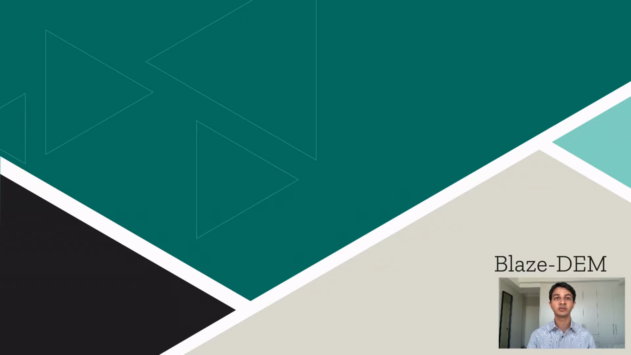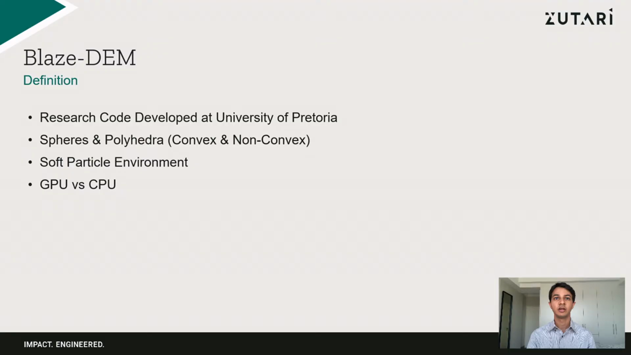A software package called BlazeDem was used to perform the analyses. BlazeDem is a research code developed at the University of Pretoria, South Africa, which is capable of offering elevated levels of performance when compared to commercial packages. The software can model spherical as well as polyhedra, both convex and non-convex particles.